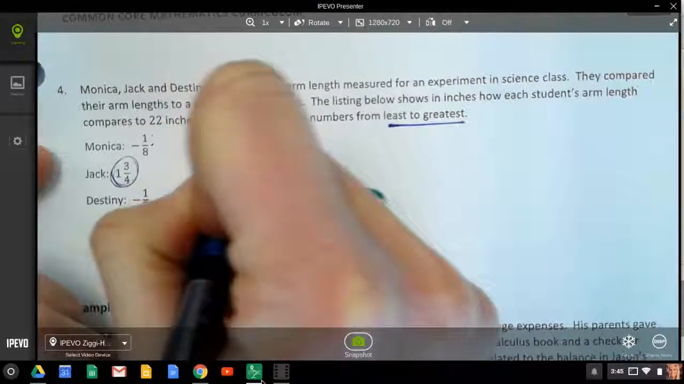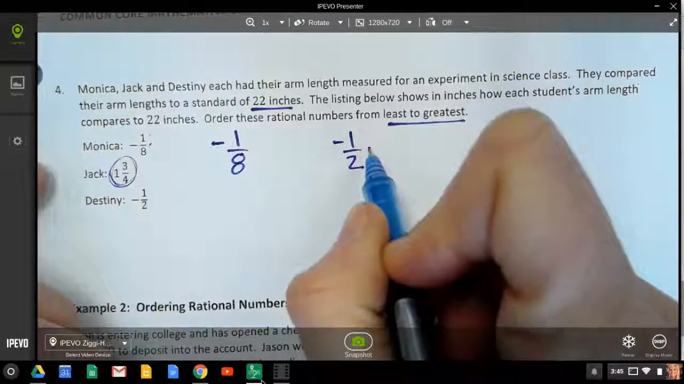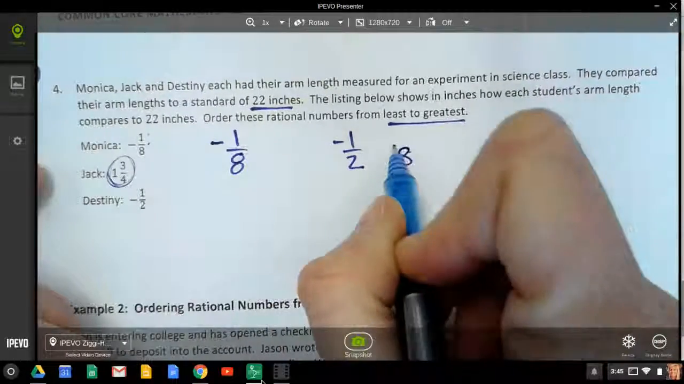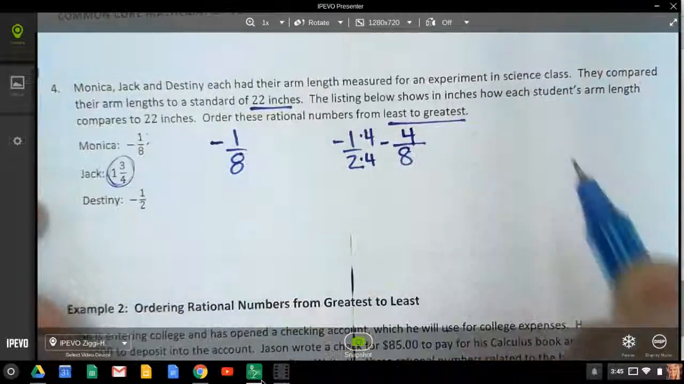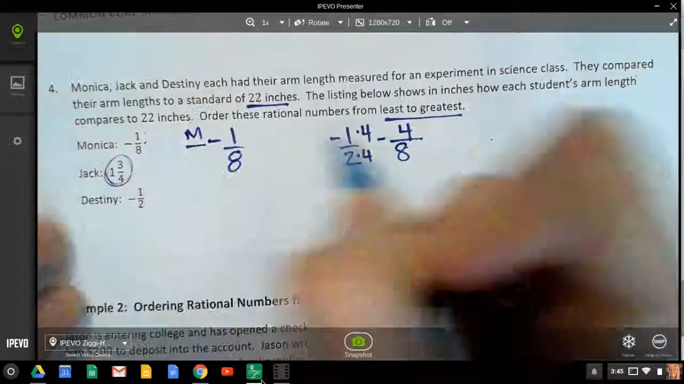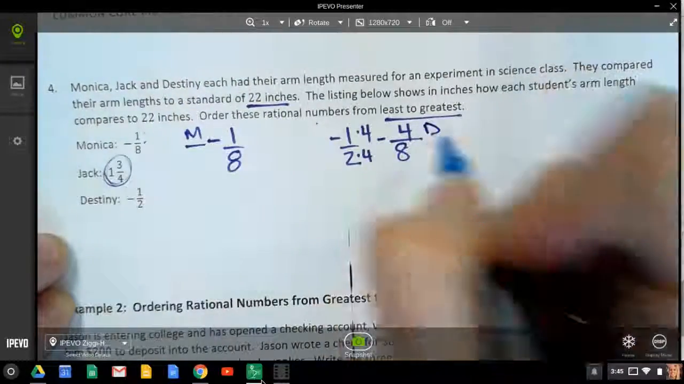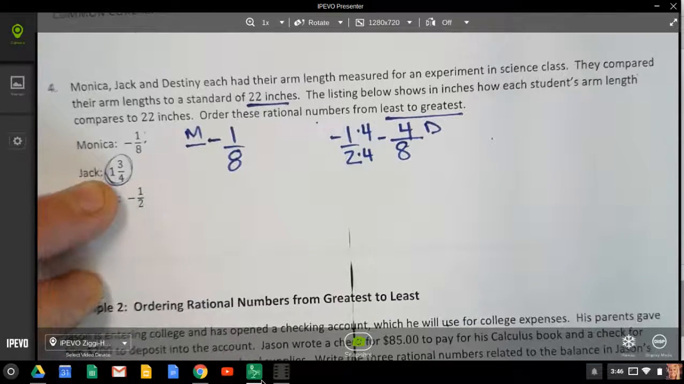So I'm going to take negative 1/8, and I'm going to take negative 1/2, and I'm going to scale this up to 8. So by multiplying by 4, I would get negative 4/8. So I can leave negative 1/8. That's fine, Monica. This is Destiny's negative 4/8. And I know Jack is positive 1 3/4. So we want to order these from least to greatest.